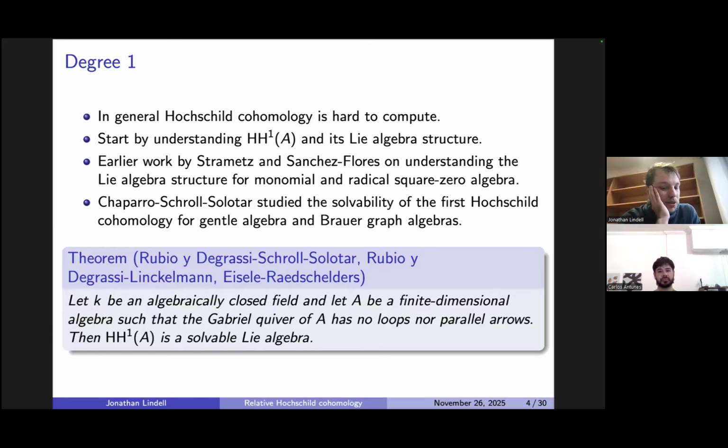So the setup is as follows. We let K be an algebraically closed field, and A some finite dimensional algebra. Then if the Gabriel quiver of A has no loops nor parallel arrows, one gets that HH^1 of A is a solvable Lie algebra. So from the shape of the quiver, we can see that we have solvability of HH^1 of A.